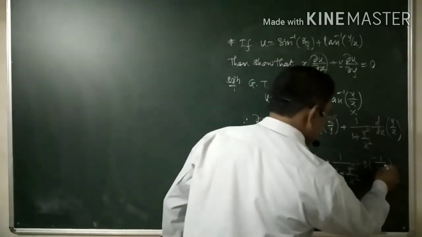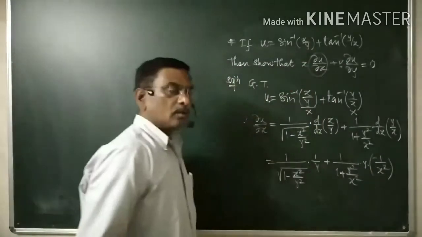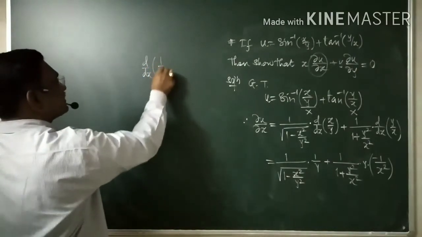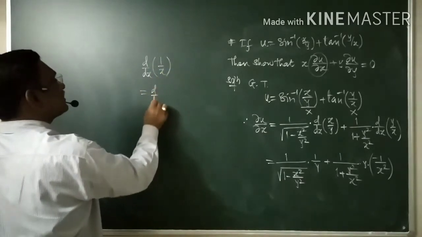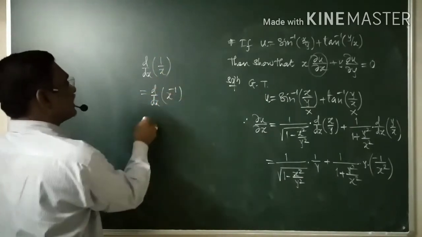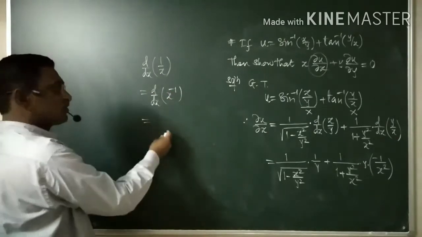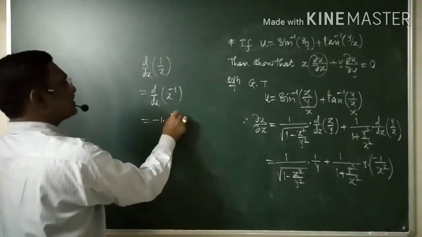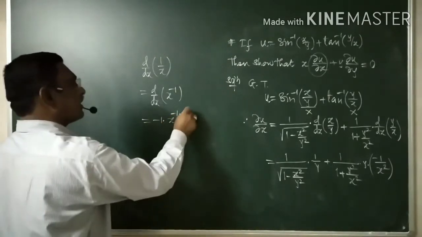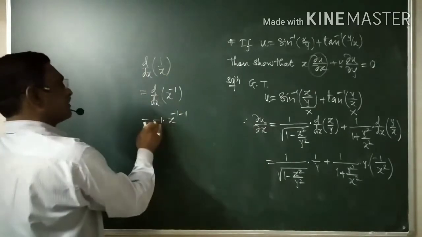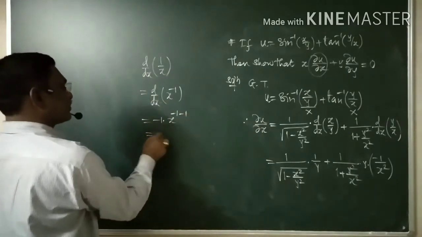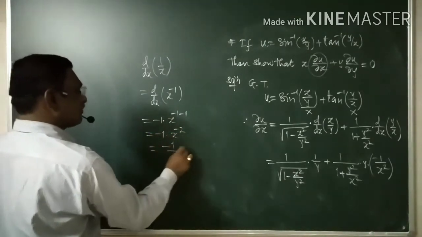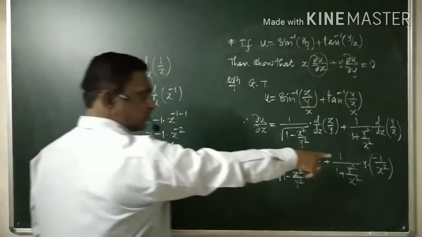That you know from your formulas. What is the derivative of 1 upon x? d by dx of 1 upon x. 1 upon x can be written as x to the power minus 1. Therefore the x raised to n formula is to be used here: n into x raised to n minus 1. So what happened? Minus 1 into x to the power minus 2, which is nothing but minus 1 upon x square. So that you will get.